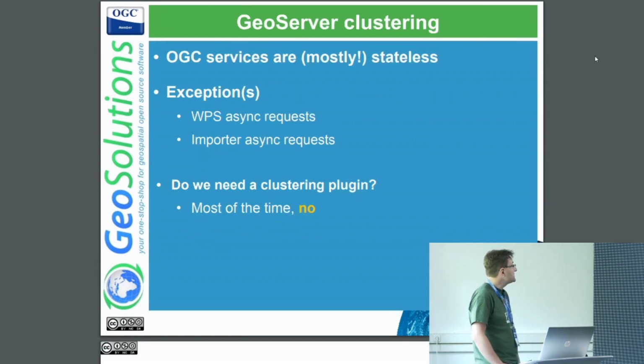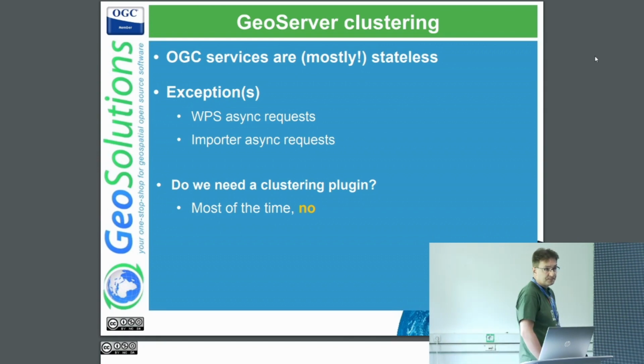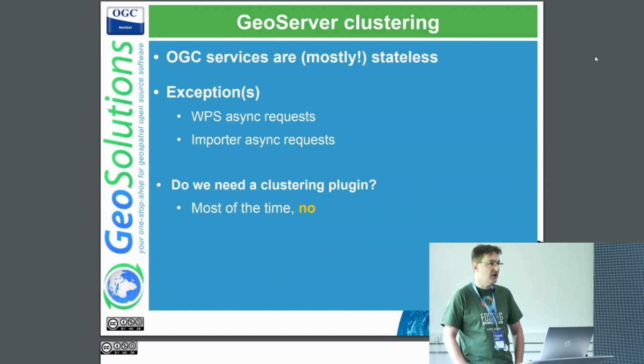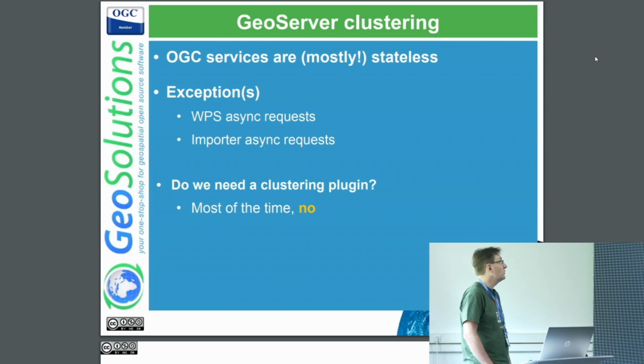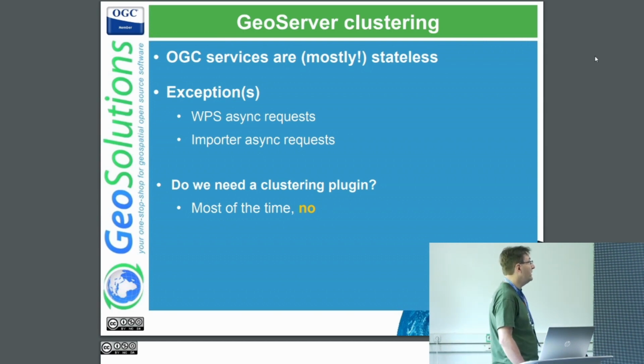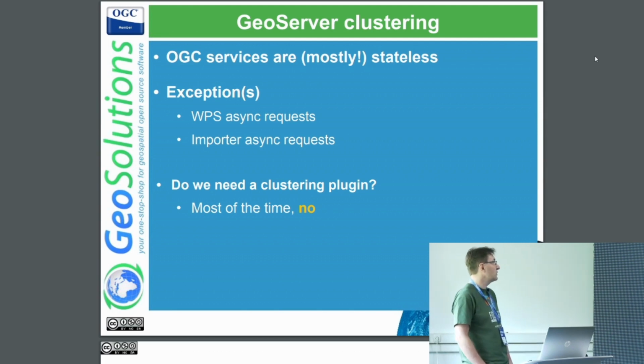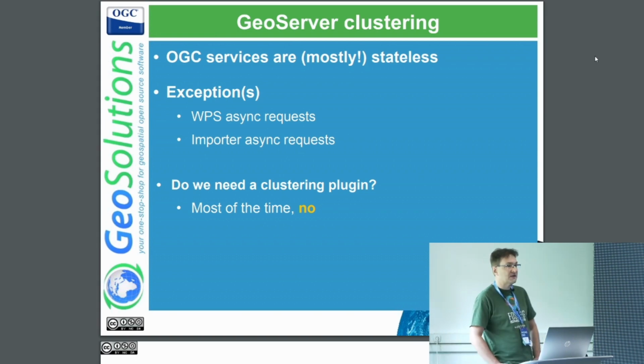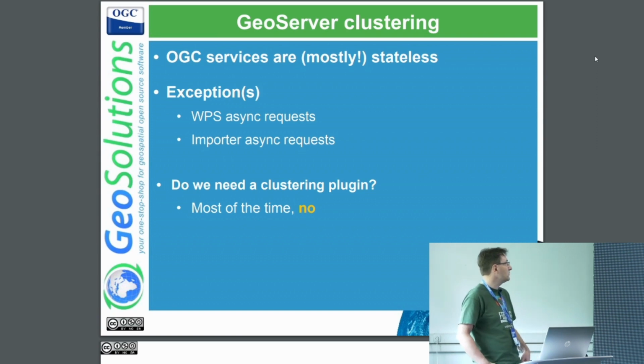Let's talk about clustering, which is the focus of this presentation. OGC services are mostly stateless, which means that they don't carry state between one request and the other. Each GetMap or each GetFeature and so on are independent of each other. There are a few exceptions related to asynchronous request support, WPS async requests, importer async requests. In these cases, there is a need for some cluster awareness, there is some state to be carried around, but it can be kept in separate databases, relational databases of your choice. So you don't really need to cluster GeoServer just because you are using asynchronous requests.